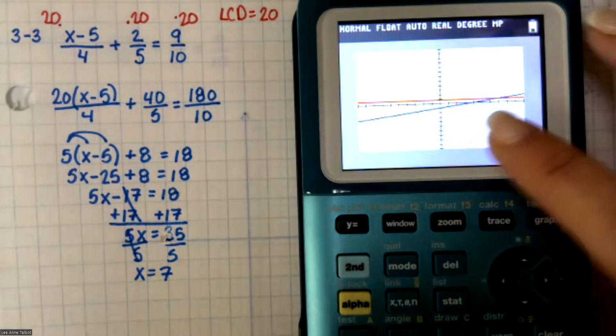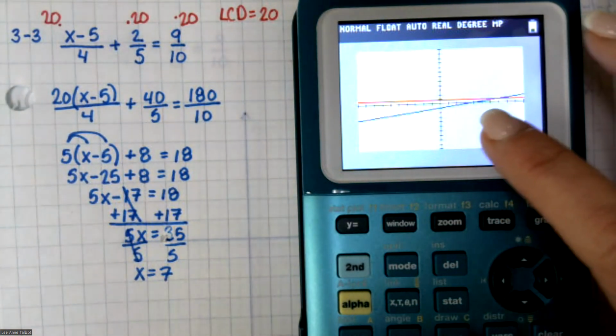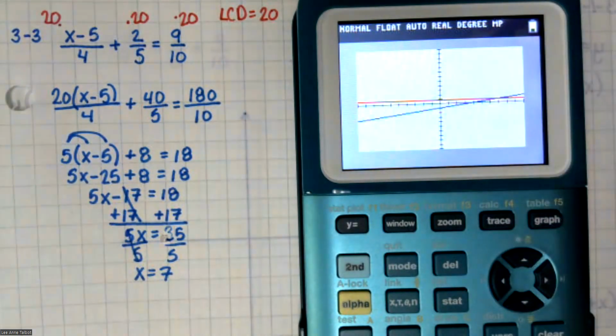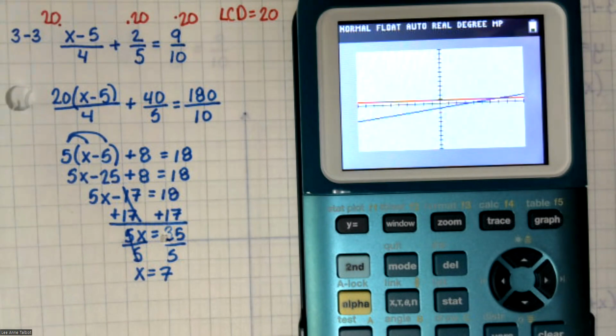And I look and I say, oh, does it look like they cross at 7? 1, 2, 3, 4, 5, 6, 7. Yup, I'm right. This is how you walk out of a quiz or test if you're allowed to use a graphing calculator, being able to check your answer. This is called solve by graphing, and it's a great cheat.